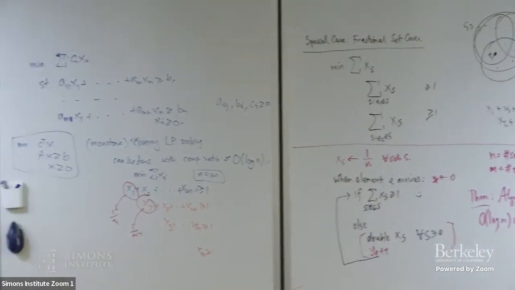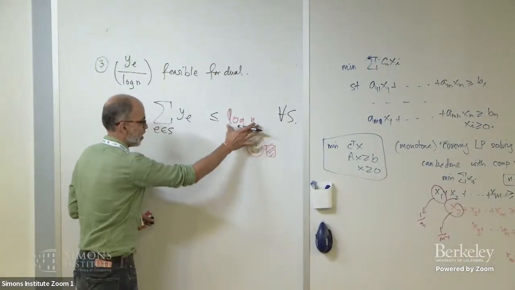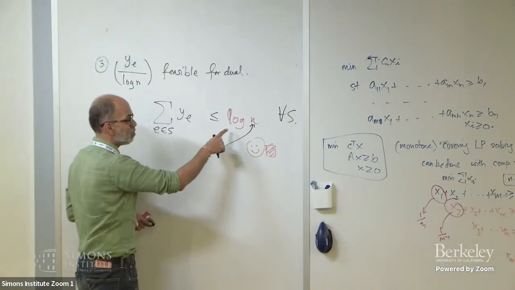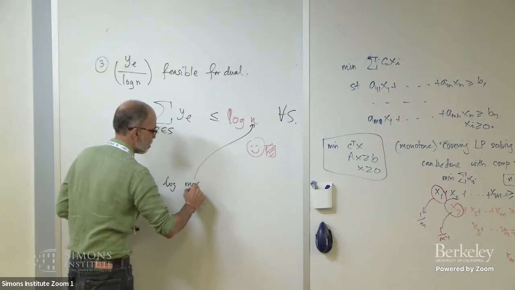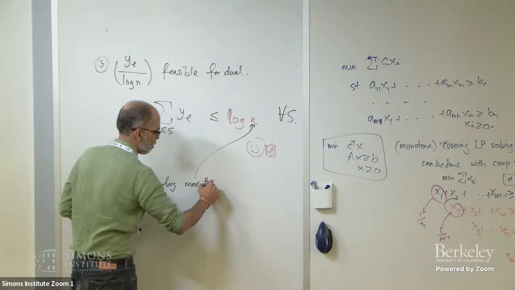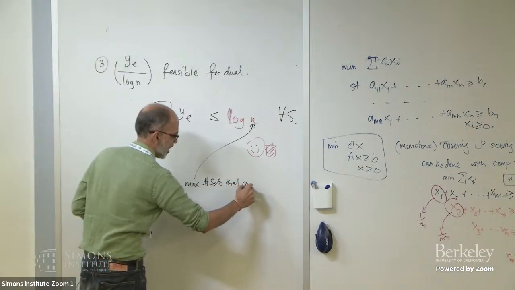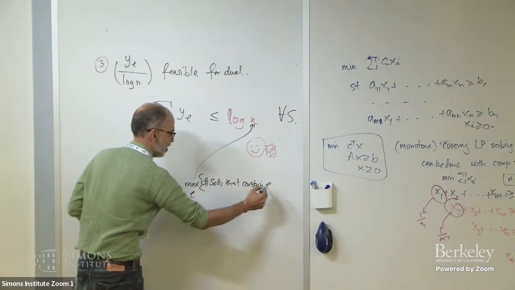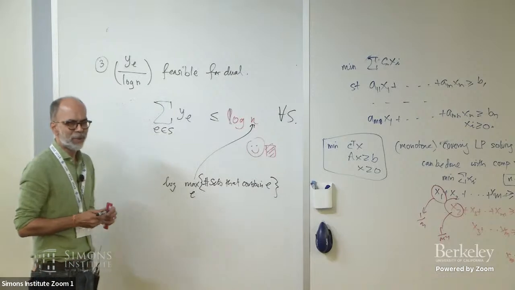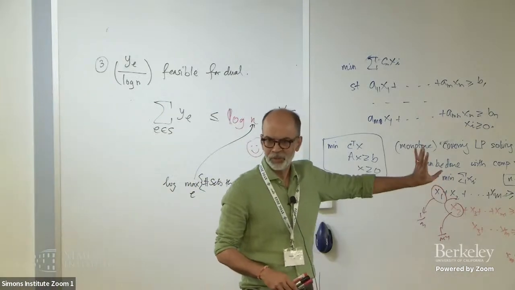So what you're saying is that this log n, instead of being the log of the number of sets, could be log of the maximum number of sets that contain E, max over E. Kind of the frequency. Absolutely. The same kind of proof just used.